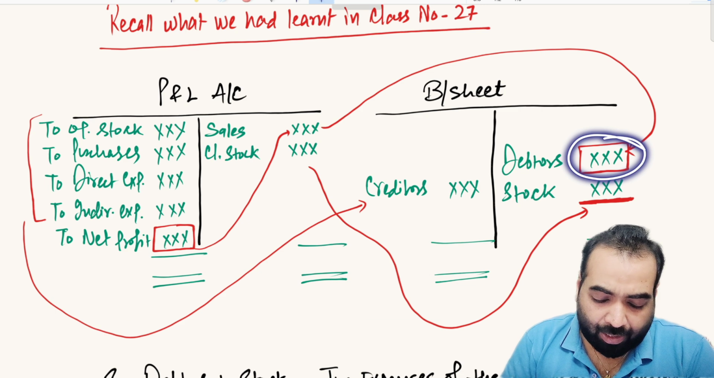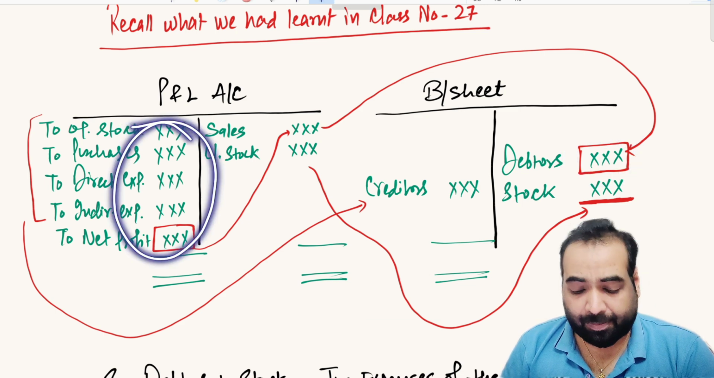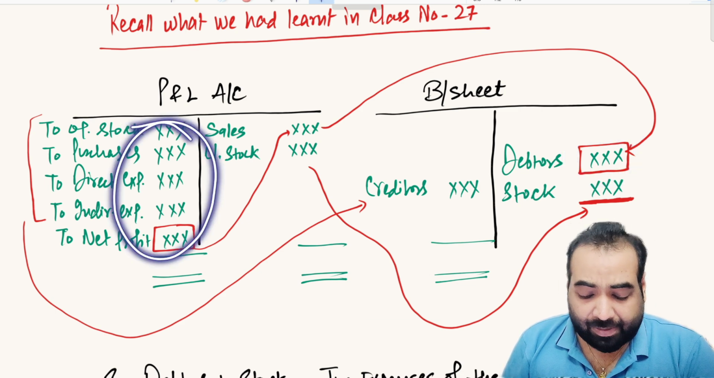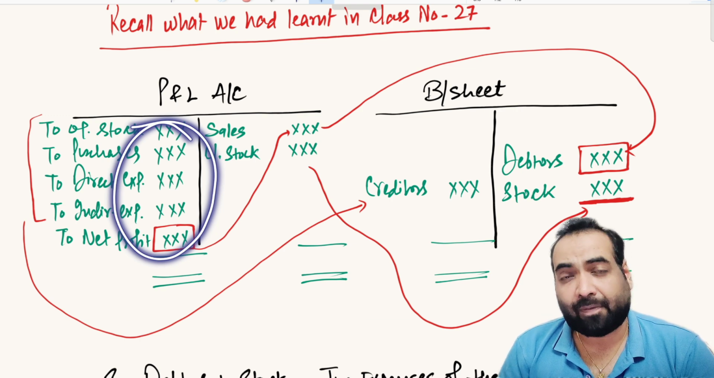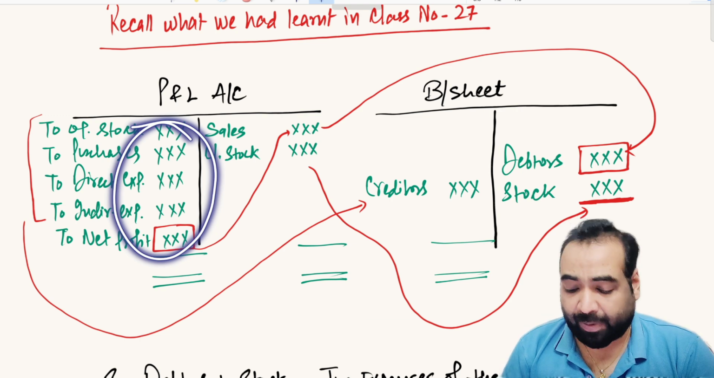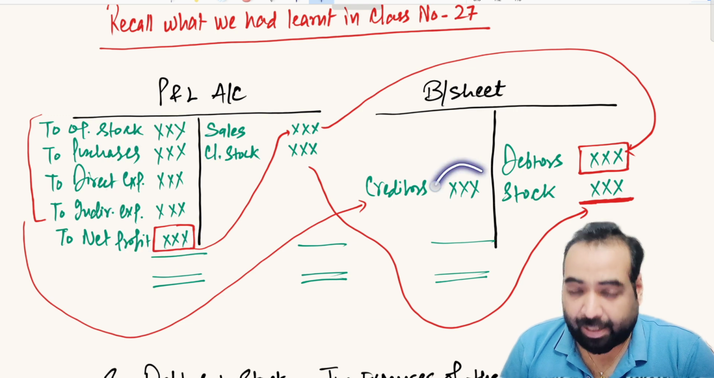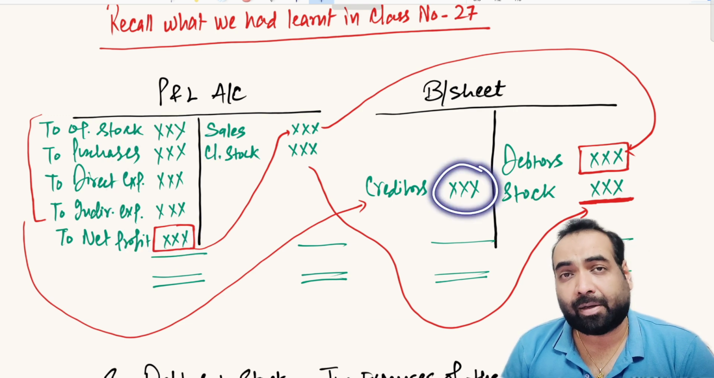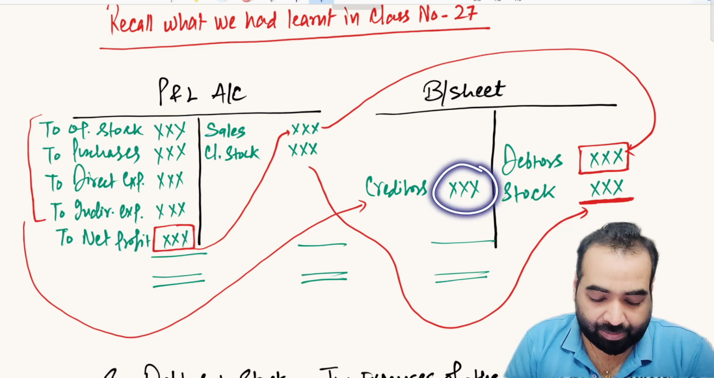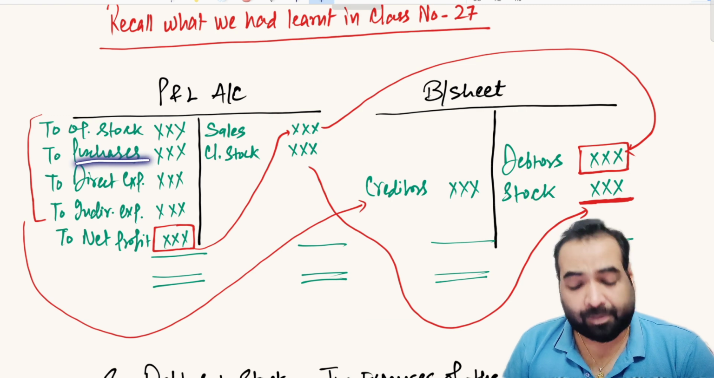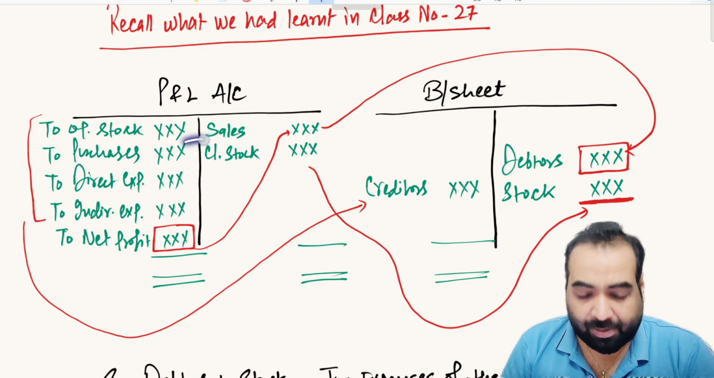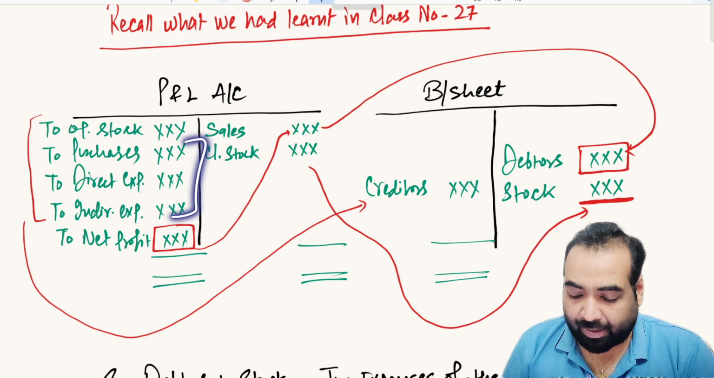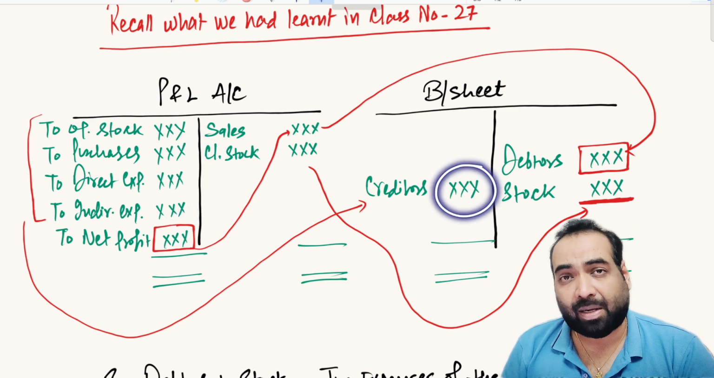So if we come to the expenses side, then we will see that whatever expenses you have not paid reflects under the head creditors. These can be creditors for goods, for purchases, right? And creditors for expenses, for direct or indirect expenses. So whatever expenses you haven't paid yet will reflect as creditors in the balance sheet.